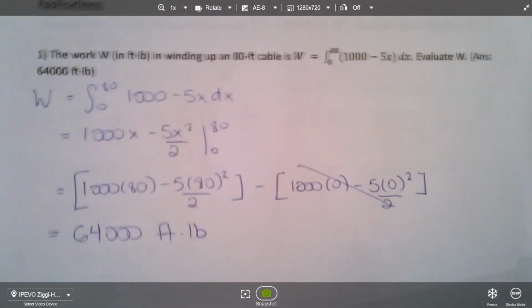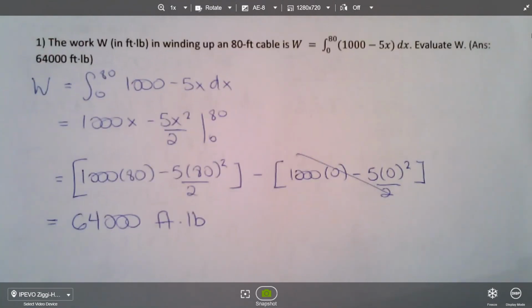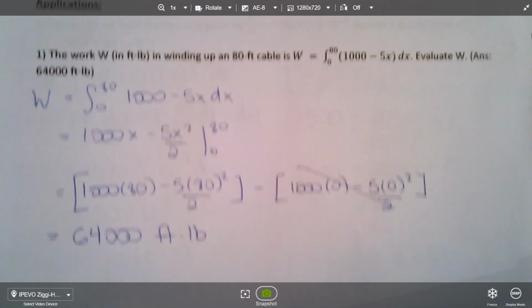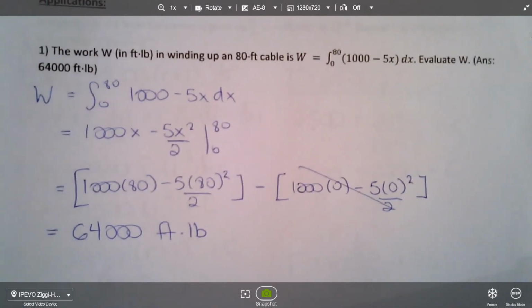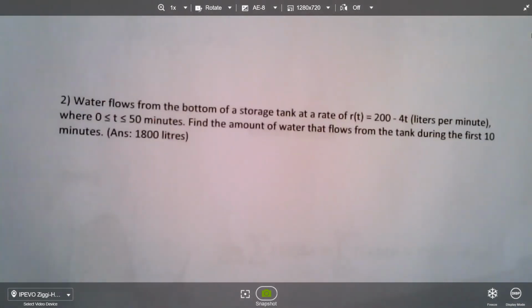Again, if you want to try the next one on your own, you'll find the answers just there in brackets as well. But there's that one. So it's not too hard to actually find our areas under the curve. All right, one more.